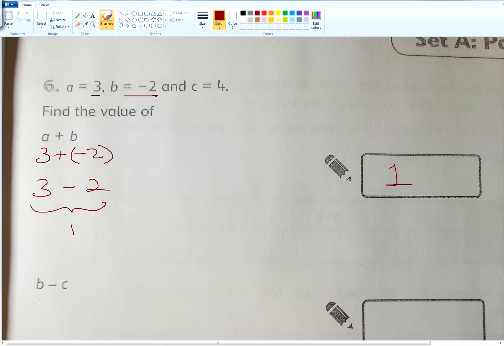Next says B minus C. So B is minus 2. So under the B, put a minus 2. And then we take away the value of C. C is a value of 4. So minus 2 minus 4. Now this is, remember the work we did last week on negative numbers? Yes. Okay, right. Hang on a second.